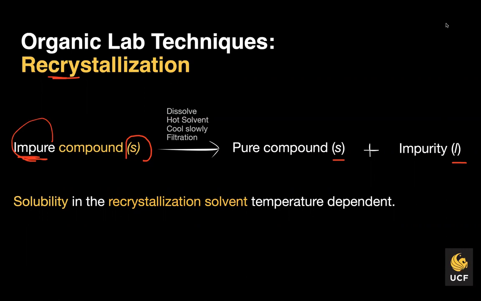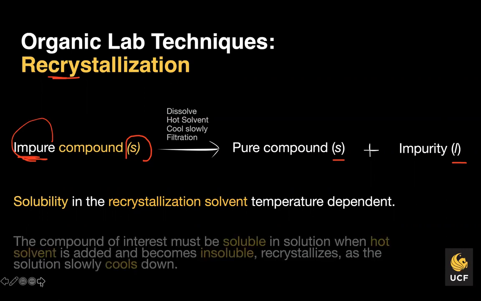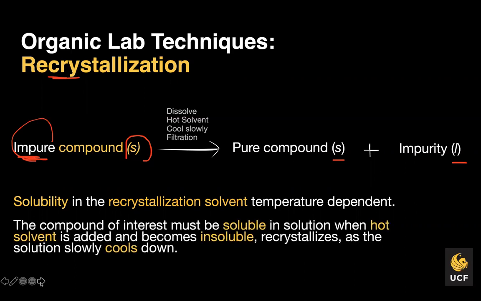Let me move this up here. And again, we want the compound of interest soluble in solution when that solvent is hot, and we call that the recrystallization solvent. Then we want it insoluble as the solution cools down slowly, and that's how we're recrystallizing it and collecting the crystals.